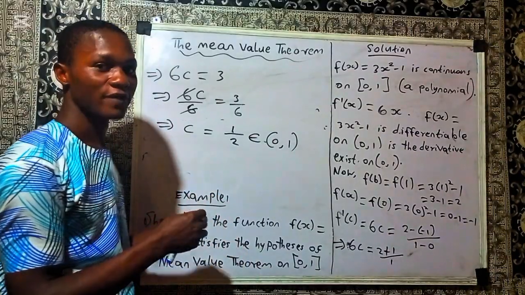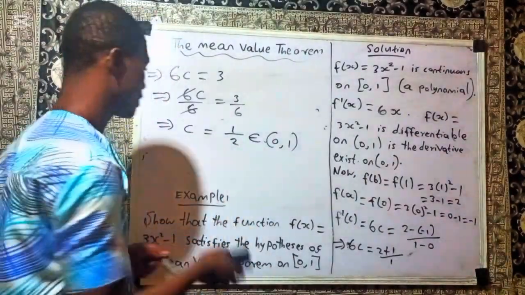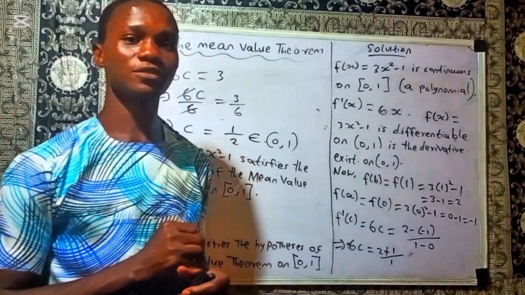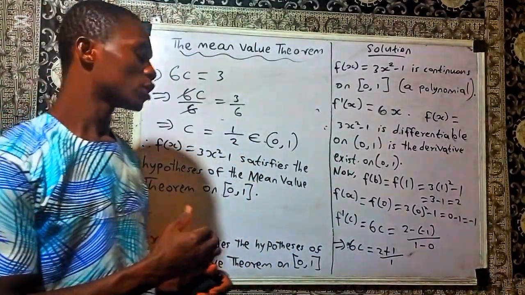So therefore, the mean value theorem is what? Satisfied. So clearly the function we have satisfies the hypothesis of the mean value theorem on this closed and bounded interval 0, 1.